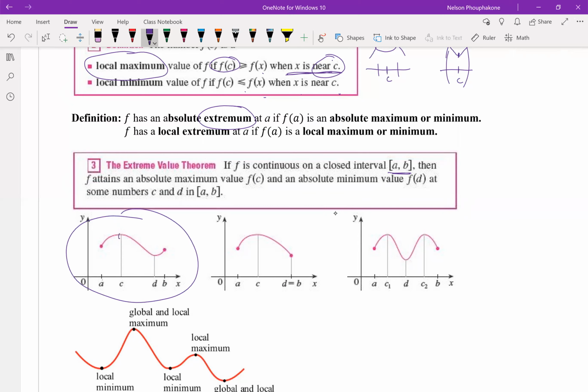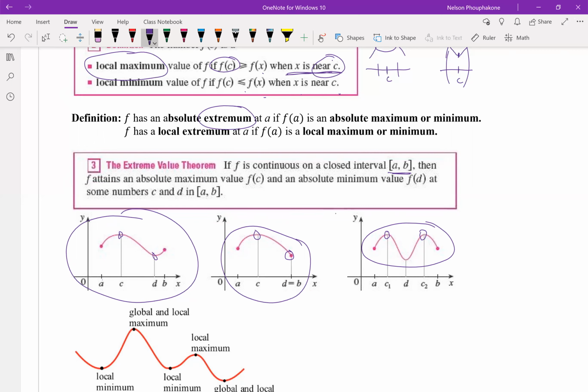Then this is absolute max. This is absolute min. We have a closed interval, then the absolute max and absolute min are actually at the endpoints. Sometimes, again, this is a closed interval right here, we may have more than one absolute maximum. It occurs at x equal to c sub 1 and c sub 2. So this is kind of the idea about the extreme value theorem now.